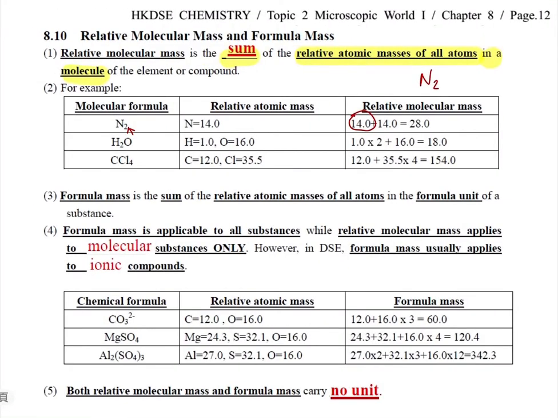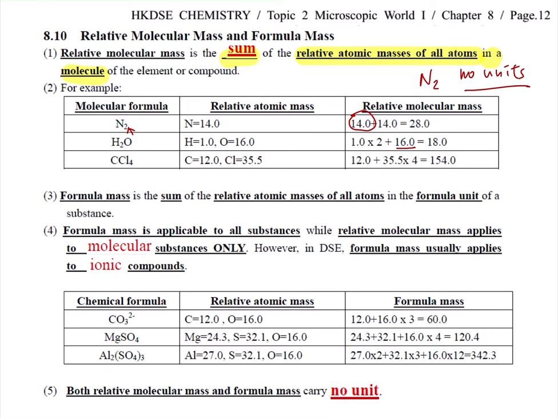Then H2O, it should be 2 H, so 2 times 1, and then 1 O, 16, so it should be 18. But I want to remind you that for relative molecular mass, there is no unit, like relative atomic mass. Because they are relative masses, there should be no unit. So don't add gram or kilogram for this. No unit, remember, no unit.